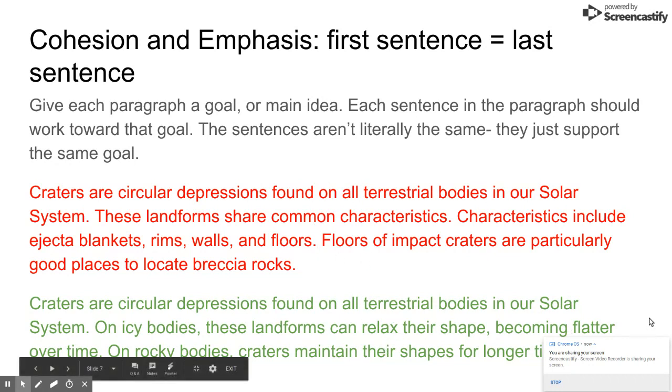So let's look at this comparison down here. Craters are circular depressions found on all terrestrial bodies in our solar system. On icy bodies, these landforms can relax their shape, becoming flatter over time. On rocky bodies, craters maintain their shapes for longer times. So the second paragraph, all of the sentences, they're contrasting. These last two sentences are contrasting what happens to craters, but they're all related to this idea of all the terrestrial bodies, of all the bodies that are solid in our solar system. What's the difference between them? So this is a paragraph that's cohesive.